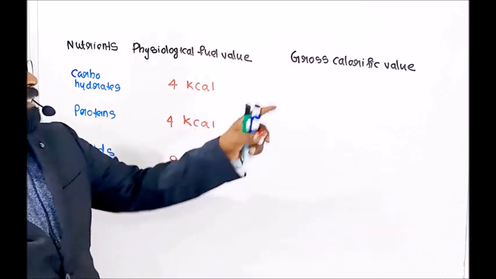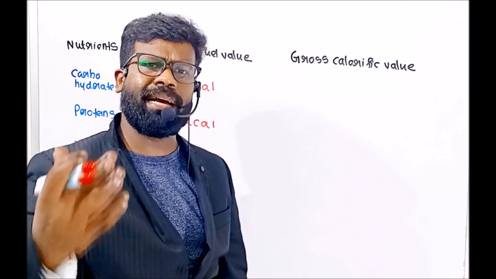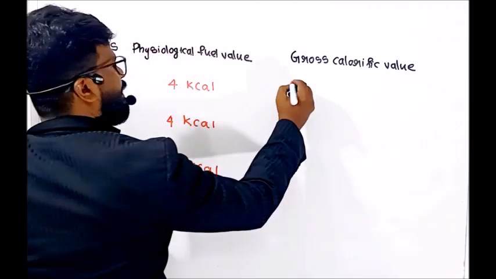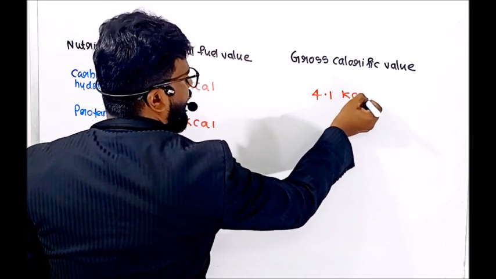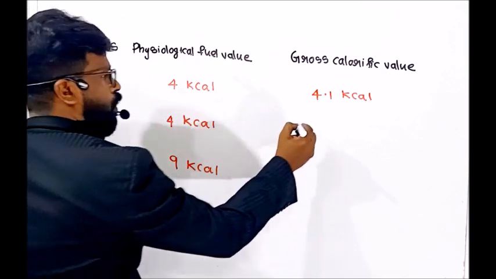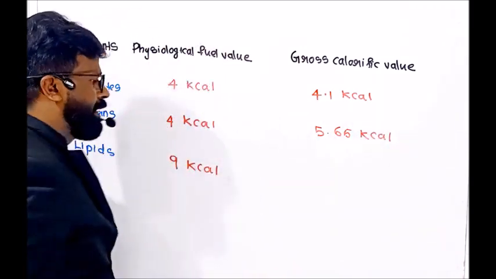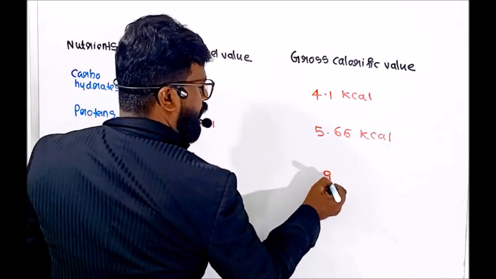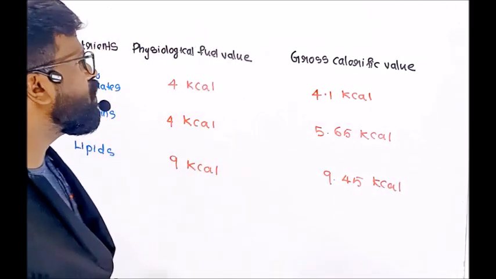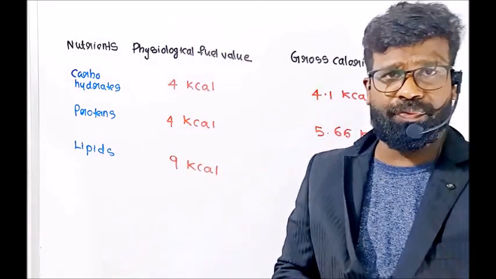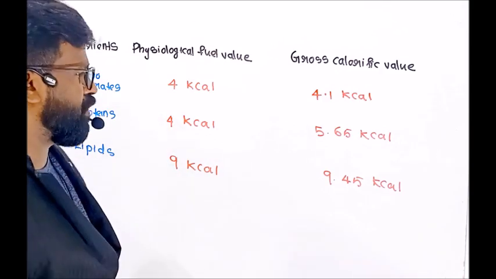Then, next is the gross calorific value. I told you, gross calorific value is always higher than the physiological fuel value. The gross calorific value of carbohydrates is 4.1 kilocalorie, proteins 5.65 kilocalorie, and lipids 9.45 kilocalorie. These are the physiological as well as the gross calorific values of nutrients. Very important.